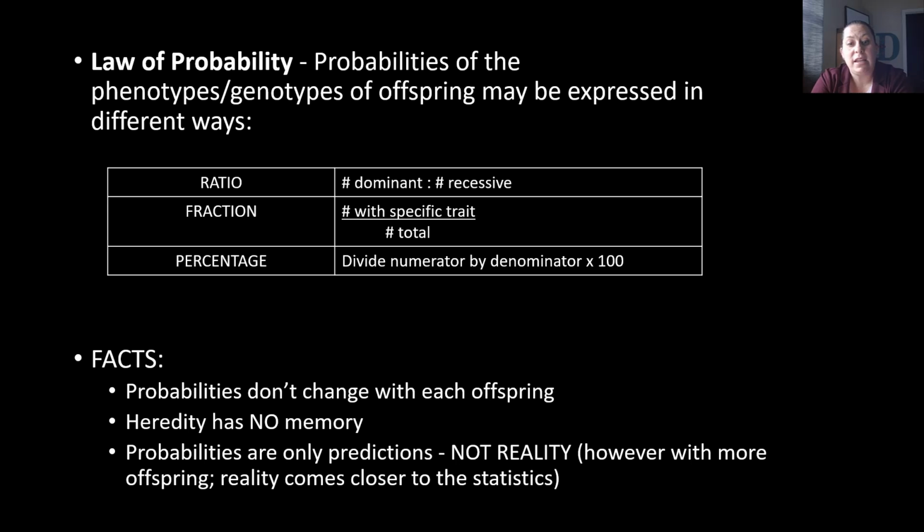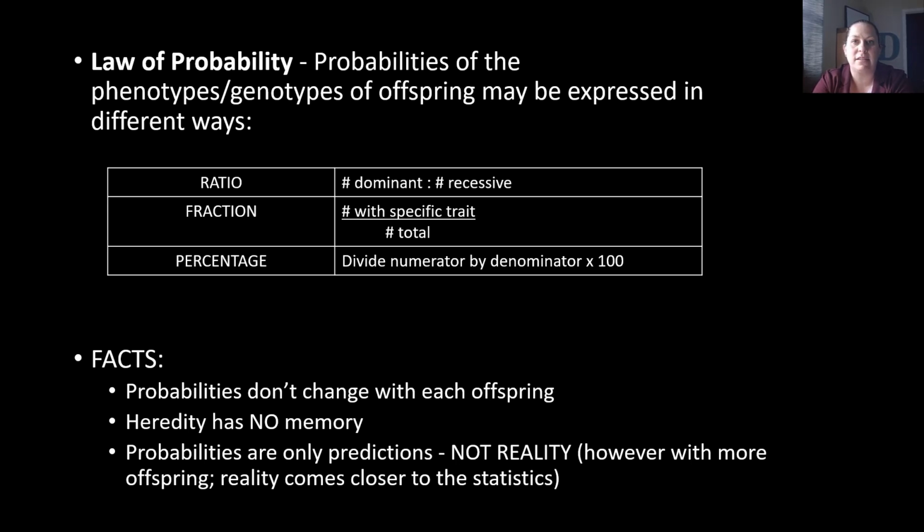So guys, probabilities don't change with each offspring. Just because I had a short the first time doesn't mean I get to take that off the table. The probabilities don't change with each offspring because, guys, heredity has no memory. Your body's not sitting there being like, oh, they had a short kid last time, I need to give them a tall one this time.